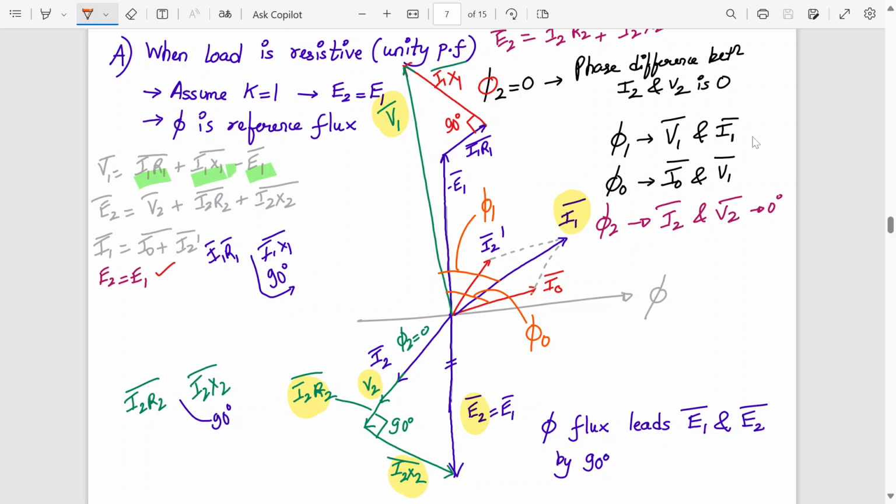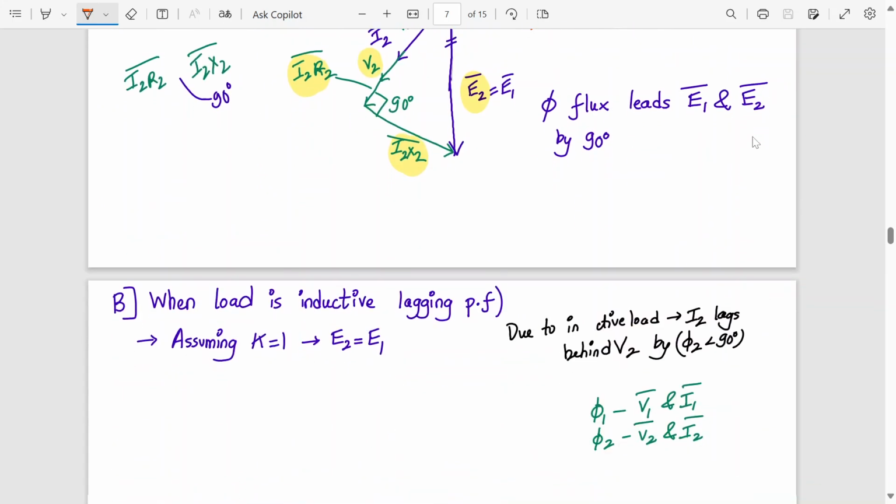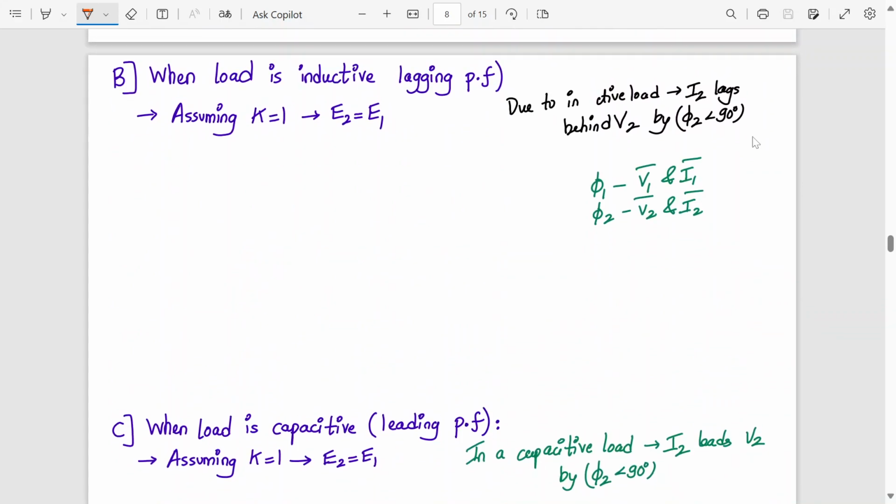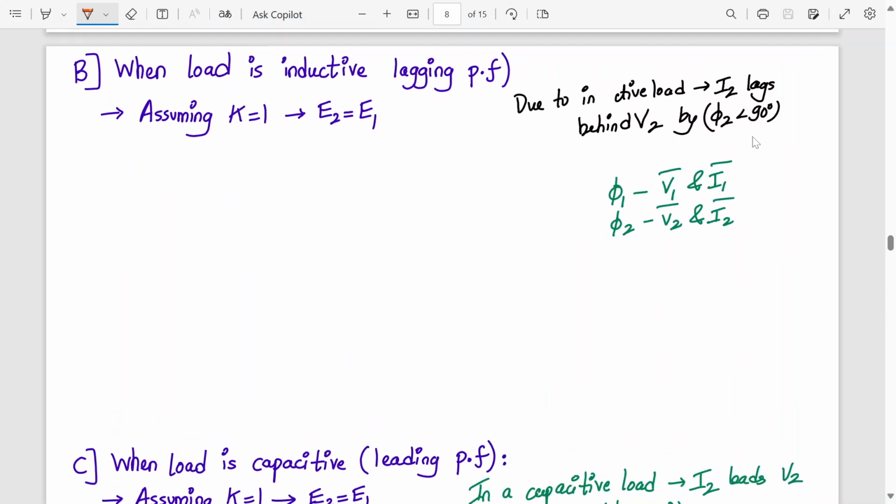Sir, completed. Everyone else completed? Yes. Okay, now we'll go to the load being inductive, that is lagging power factor. What is the difference now? Due to inductive load, current I2 lags behind V2 by an angle less than 90 degree. It's not a practical inductive load, so it will have an inductive and a resistive part. That's why phi will be less than 90 degree. Phi 1 is the phase angle between V1 and I1. Phi 2 is the phase angle between V2 and I2. This will be less than 90 degree.